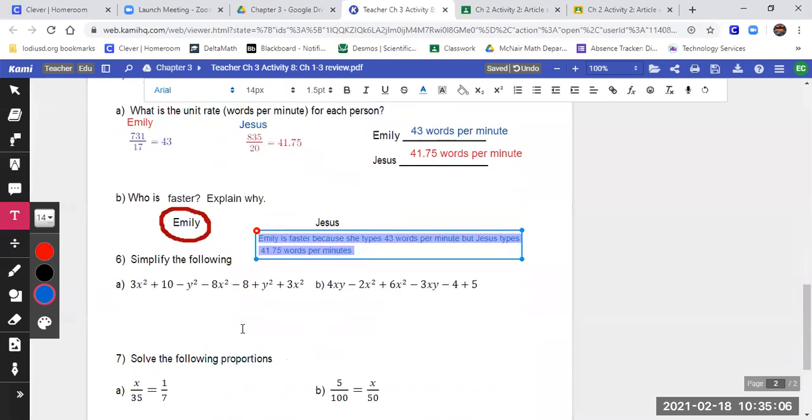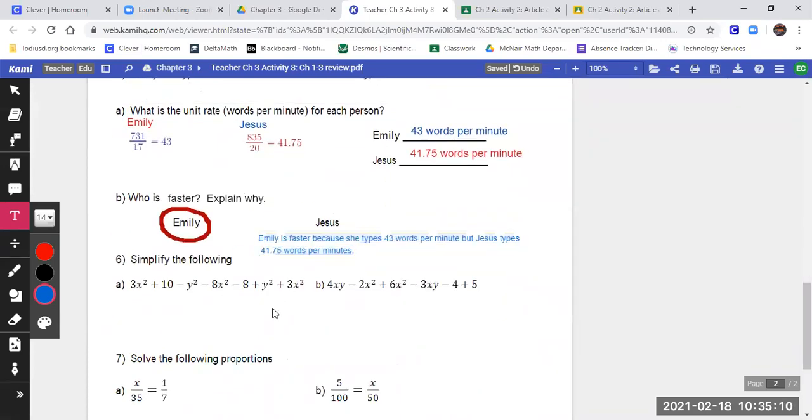Okay. We're going to simplify these. We can use color coding or we can use a table. Which do we want to use? Or do we want to use both? Which do we like better? Color coding or table or both? Both. Okay, so let's go make our table really quick.